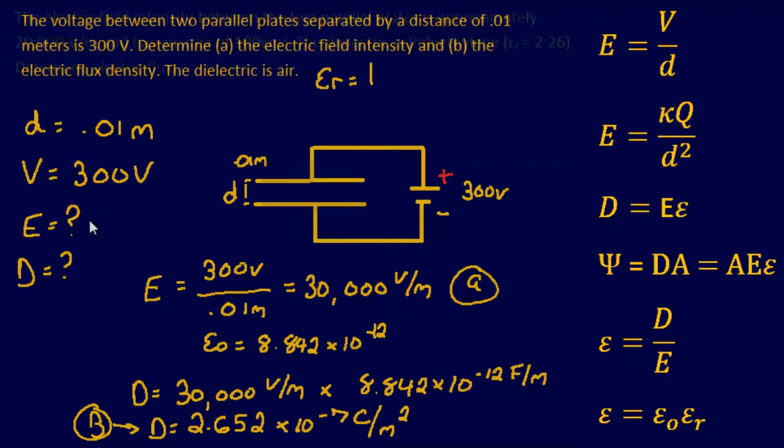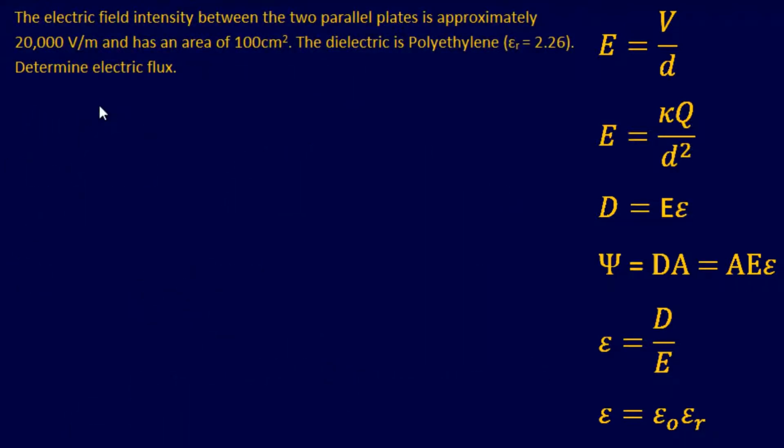Alright, let's try another problem. For this one, we're going to mix it up a little bit. The electric field intensity between two parallel plates is approximately 20,000 volts per meter and has an area of 100 centimeters square. The dielectric is polyethylene, which means the permittivity is 2.26 according to our PE reference books and all of our material that we have. For this one, we're going to find the electric flux. Not the intensity, not the density, just the electric flux.